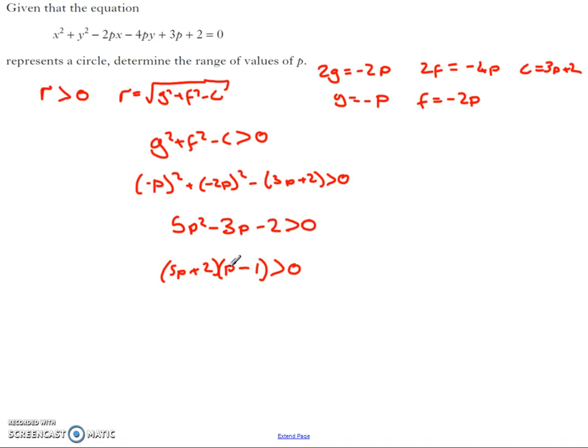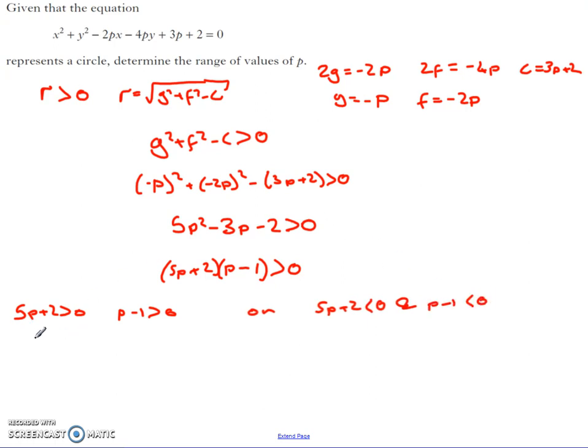So there's two things that can happen here. Both have to be positive or both have to be negative. The signs negate each other and it's always a positive answer either way. So either 5p + 2 is bigger than 0 and p - 1 is bigger than 0, or 5p + 2 is less than 0 and my p - 1 is also less than 0.